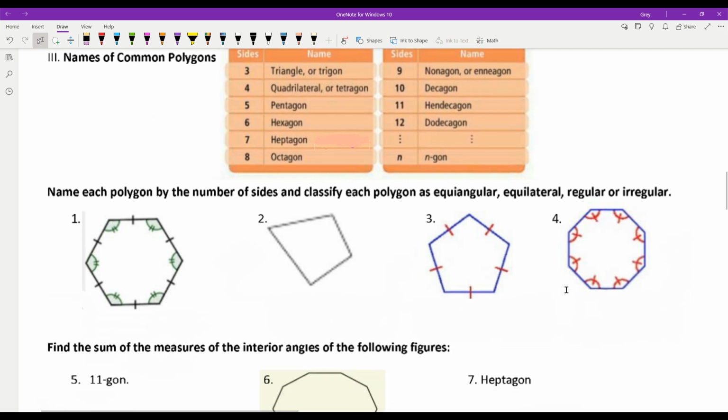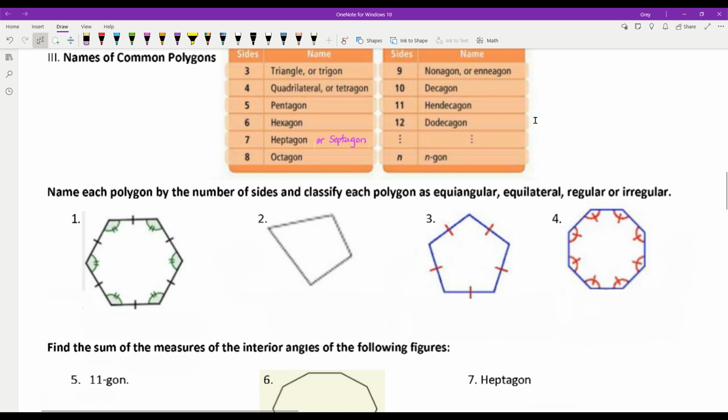You do need to know the names of common polygons. 3 is a triangle. Most people don't say trigon. 4 is a quadrilateral or a tetragon. Again, most people don't, but when you get into 3D, they do. 5 is a pentagon. 6, hexagon. 7 is a heptagon, also sometimes referred to as a septagon. 8 is an octagon. 9 is a nonagon or enneagon, if you know anything about enneagrams. 10 is a decagon. 11, hendecagon.